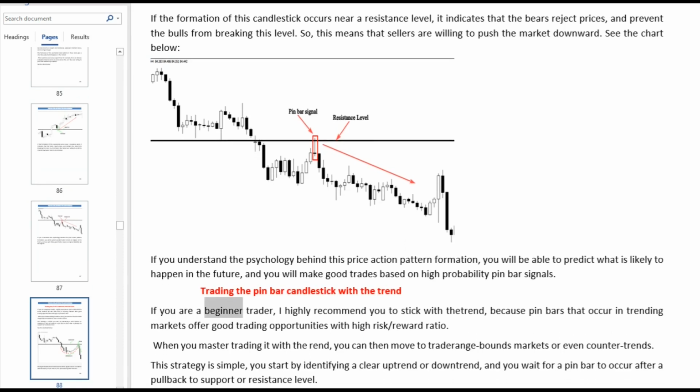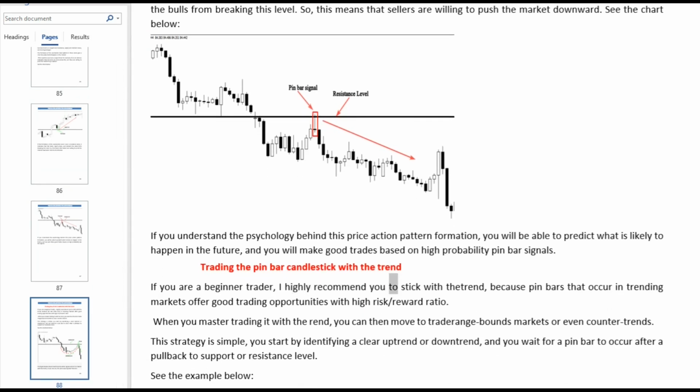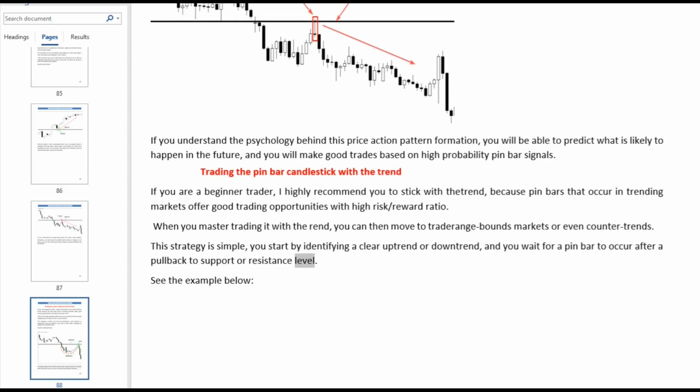If you are a beginner trader, I highly recommend you stick with the trend, because pin bars that occur in trending markets offer good trading opportunities with a high risk/reward ratio. When you master trading it with the trend, you can then move to trade range-bound markets or even counter trends. This strategy is simple. You start by identifying a clear uptrend or downtrend, and you wait for a pin bar to occur after a pullback to a support or resistance level.